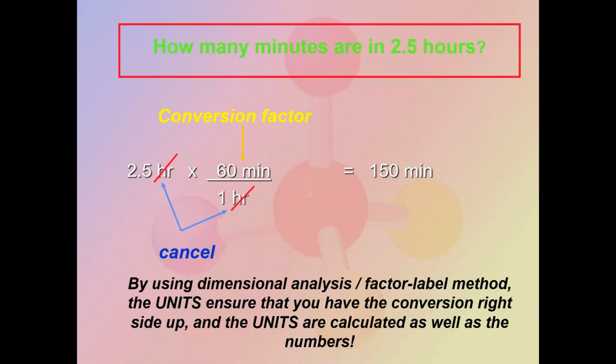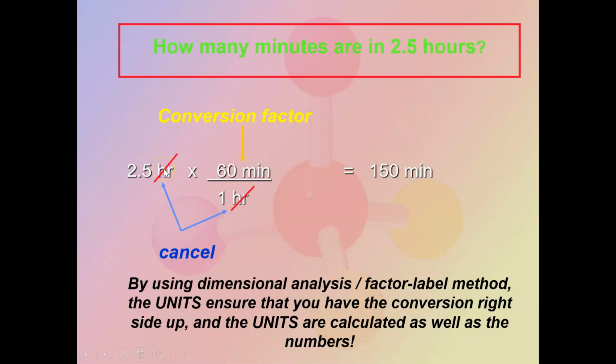So say you were asked, how many minutes are in 2.5 hours? So I start with my 2.5 hours. I don't want to be in hours anymore. So I have to use a process called dimensional analysis. Some people call it the factor label method. I call it dimensional analysis, and I think that's the more common one. We put our units diagonal to each other so that they cancel out. Then you're left in the unit that hasn't canceled.